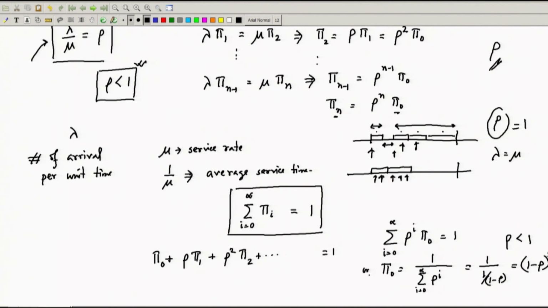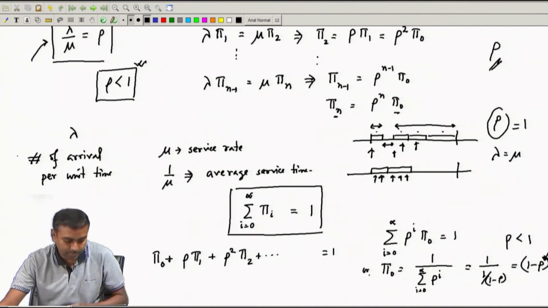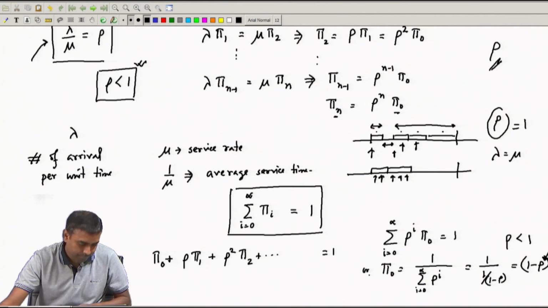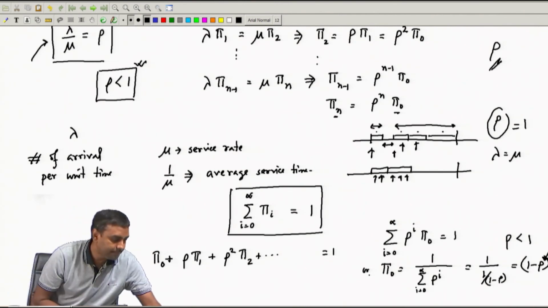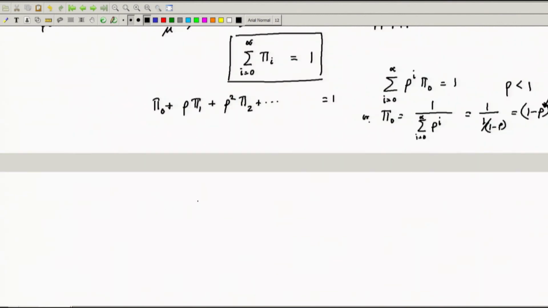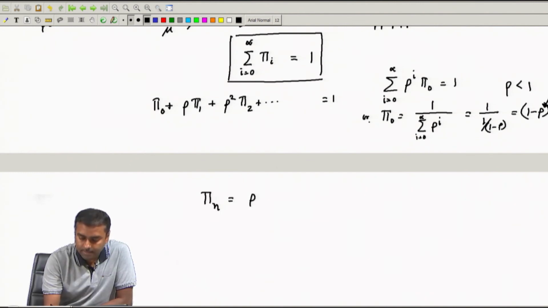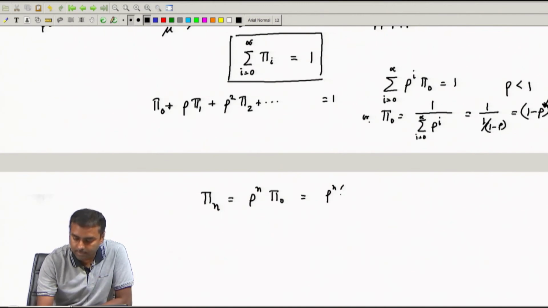Again, rho is a given parameter. Okay. So, rho is something which is already given to me. Once I know this rho, I will be able to calculate pi 0. Once I know pi 0, now you can see all the pi n's are calculable. So now I can define any pi n is equal to rho to the power n pi 0, which is nothing but rho to the power n times 1 minus rho.